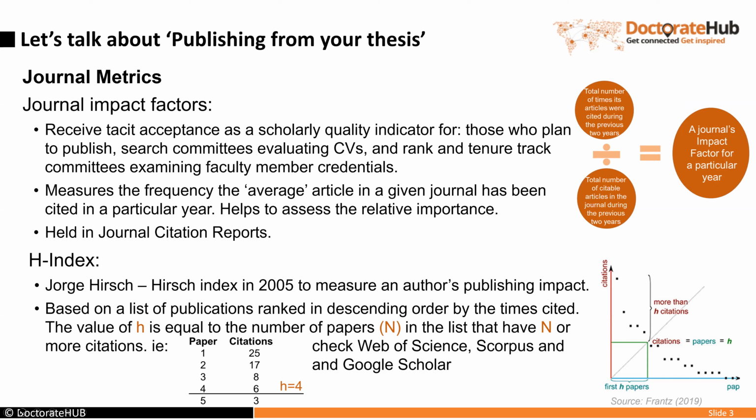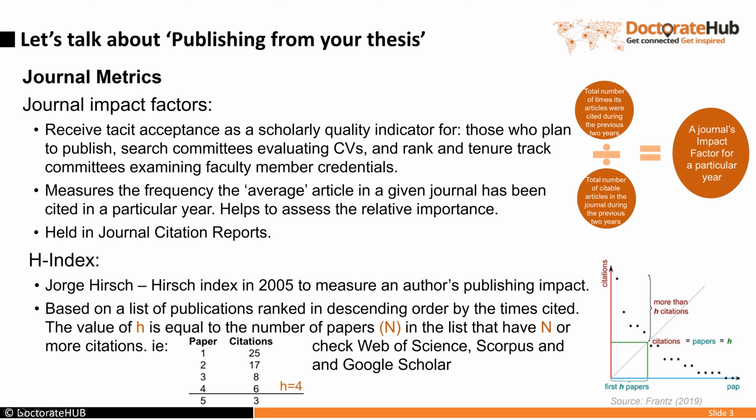Another area they look at is the H-index. Jorge Hirsch came up with the idea in 2005 to measure an author's publishing impact. So it's coming from a different angle, about the author itself rather than the journal. It's based on a list of publications ranked in descending order by times cited. The value of H is equal to the number of papers in the list that have N or more citations. You can check that on Web of Science, Scopus and Google Scholar.